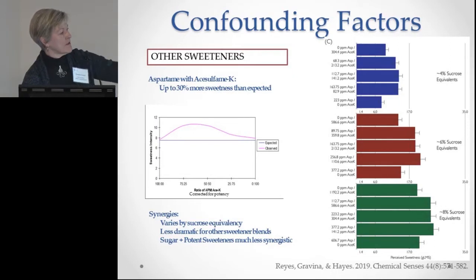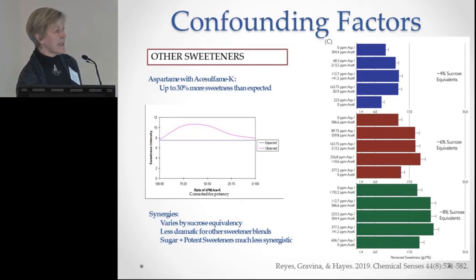And these are some charts that John Hayes sent to me. You can see that it also varies by sucrose equivalency, but again, you continue to see more sweetness than expected when you pair the two together. I haven't found any other sweetener blend quite as dramatic as this. This is the one I find all the time. And sugar plus potent sweeteners are much less synergistic.